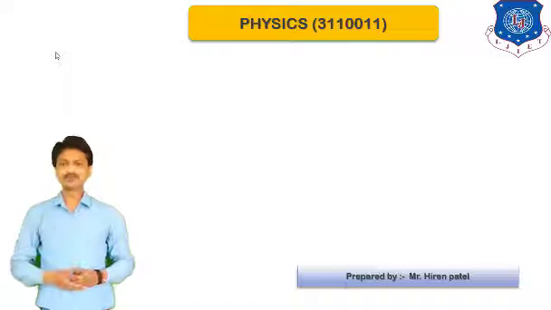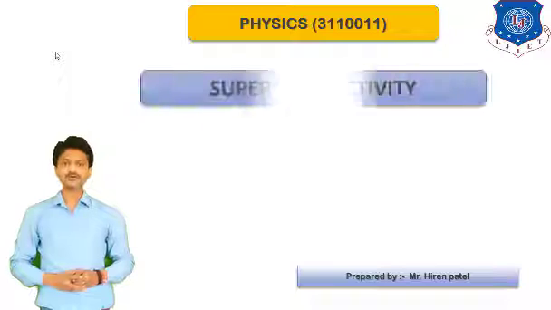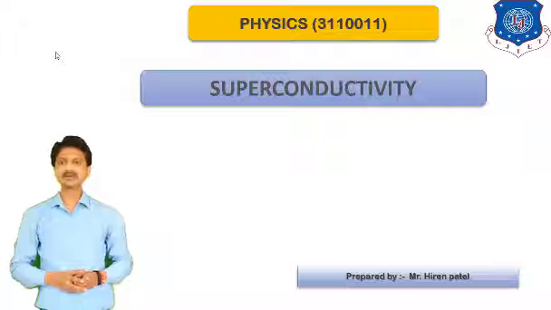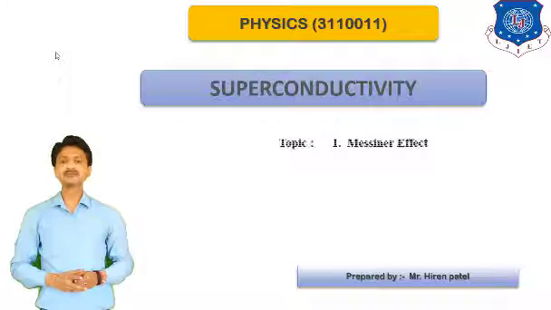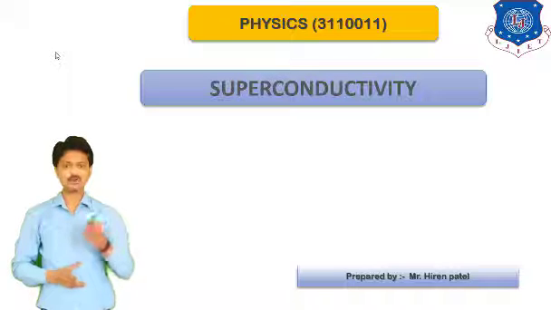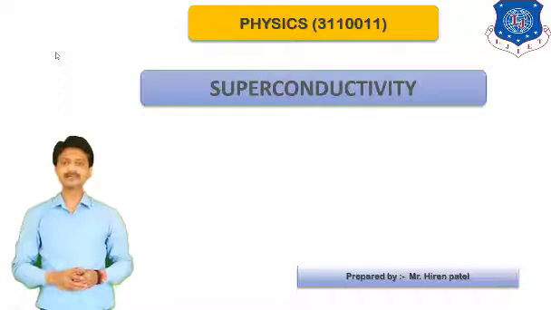So in the last video, we started the first chapter, that is superconductivity. In the previous video, we discussed what a superconductor is, how it was discovered by a scientist, and we also learned a few properties of superconductors. Those properties are electrical resistance, isotopic effect, critical magnetic field, critical current density, and persistent current.